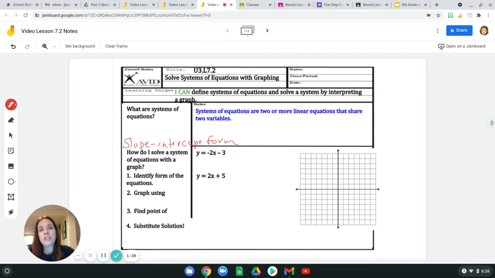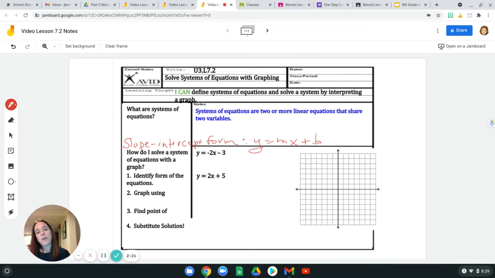All right, so the first one we're going to do is just a graph. There's no meaning behind the two equations that are part of the system. I have 4 steps laid out that we're going to follow. So identify form of the equations. If we look at our two linear equations in the system, our first one is y equals negative 2x minus 3. And our second one is y equals 2x plus 5. So we know that they are both in slope-intercept form. Remember, slope-intercept form is y equals mx plus b. And they both are y equals with a something x and your b.